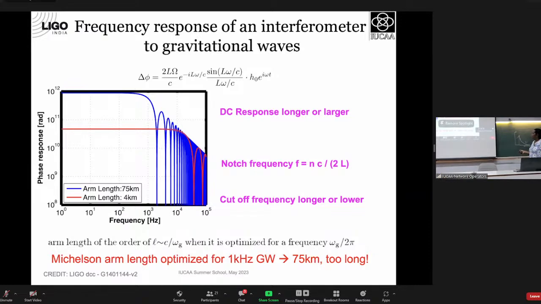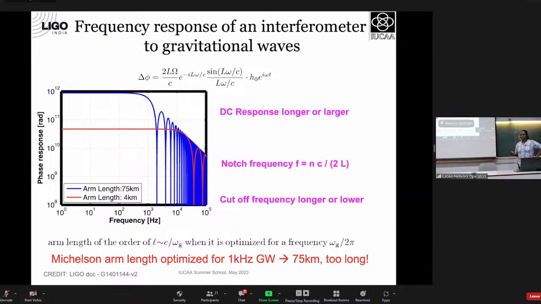And then the other factor is the cutoff frequency, because the interferometer is not going to respond to frequencies beyond this one, right? So there's a cutoff frequency that also has to be determined. And the cutoff frequency could be higher or it can be lower. So you have a choice to make.